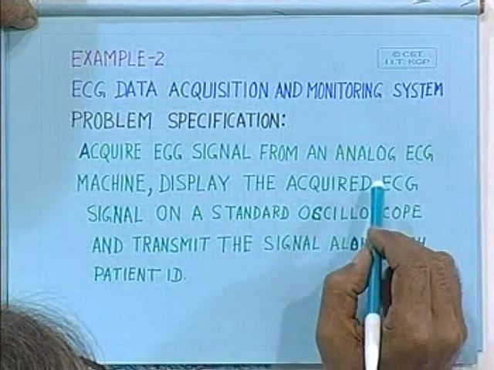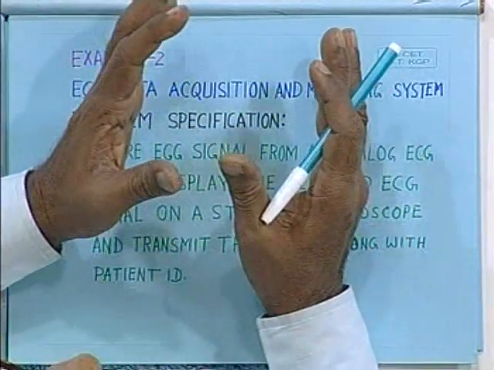So what it can do, nowadays you will find that analog ECG machines are quite cheap. They are available in almost all places, health centers, hospitals, and everywhere. Unfortunately, the digital ECG machines are quite costly.